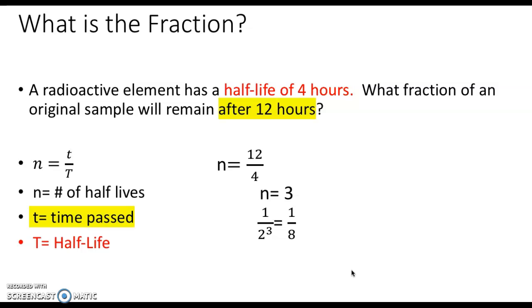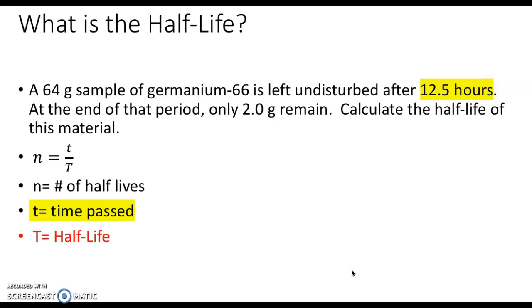Now, the last type of question they'll ask is, what is the half-life? Remember before, I told you that the half-life is either given to you in the reference table or you have to solve. Some of the problems we've dealt with, the half-life has been in the problem. Some of the problems we dealt with, we've had to look on table N in the chemistry reference tables to find the half-life, but now we're actually solving for the half-life. So it says, a 64-gram sample of germanium-66 is left undisturbed for 12.5 hours. At the end of the period, only 2.0 grams remain. Calculate the half-life of this material.